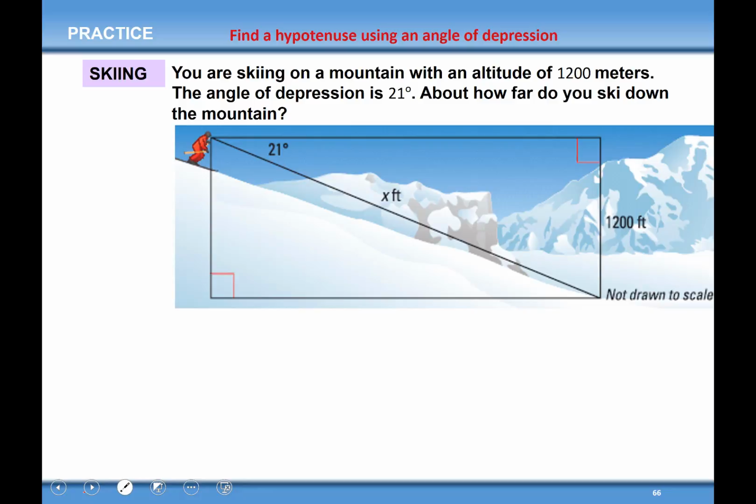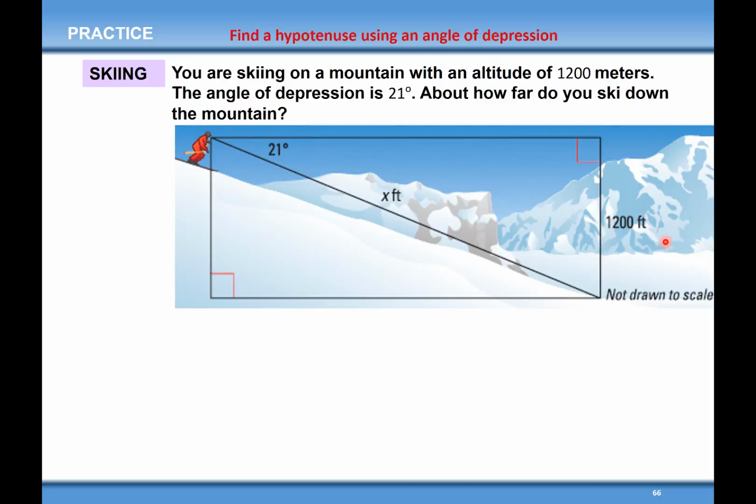So let's take this example here. You're skiing on a mountain with an altitude of 1,200 meters. The angle of depression is 21 degrees. How far do you ski down the mountain? Now remember, the first thing we always want to do is draw that picture.